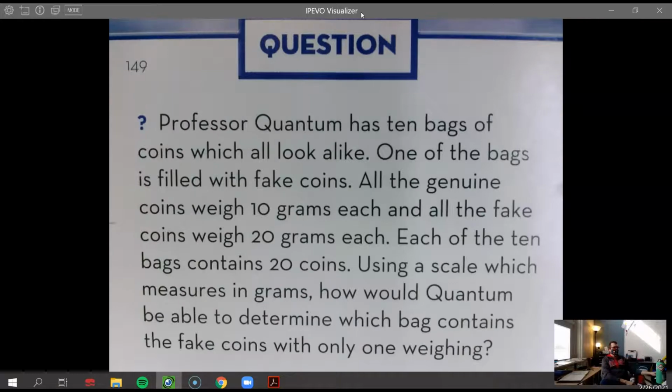This is not the most efficient solution, but it's the most creative. You know what I mean? Because you could just weigh all 10 bags individually and figure out which one has the fake coins. But that's not what we're asking, right? We're saying, how could you do it with just massing one time?